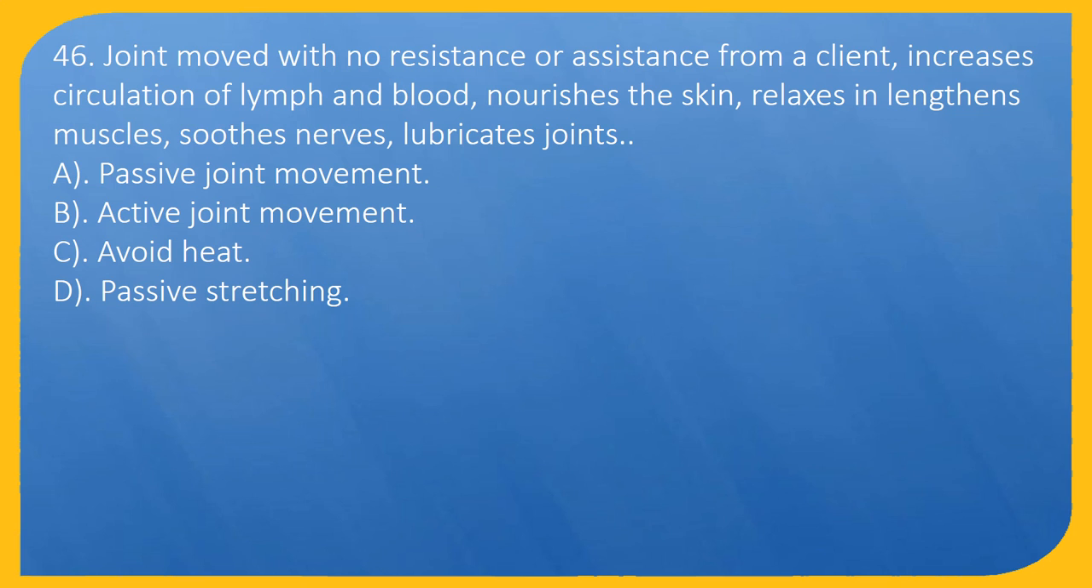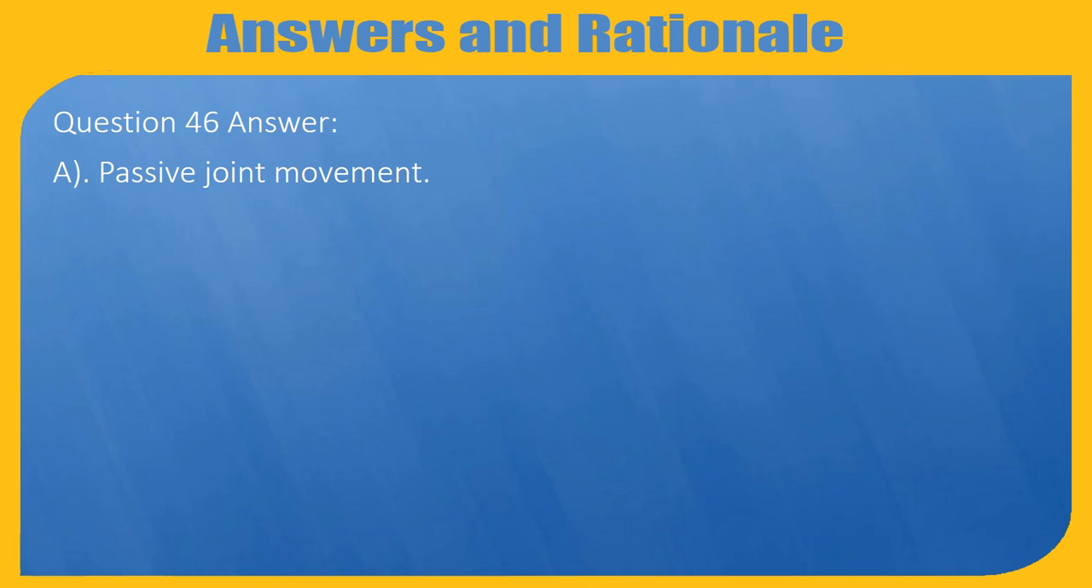Question 46. Joint movement with no resistance or assistance from a client increases circulation of lymph and blood, nourishes the skin, relaxes and lengthens muscles, soothes nerves, lubricates joints. A. Passive joint movement. B. Active joint movement. C. Avoid heat. D. Passive stretching. Question 46. Answer A. Passive joint movement.